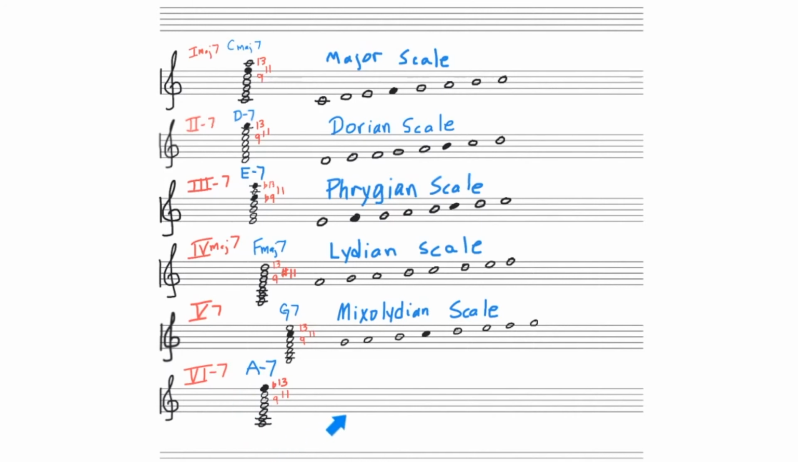Next, I will write out the scale. This is an Aeolian scale starting on A. Aeolian is the scale that corresponds to the 6th chord in a major key.